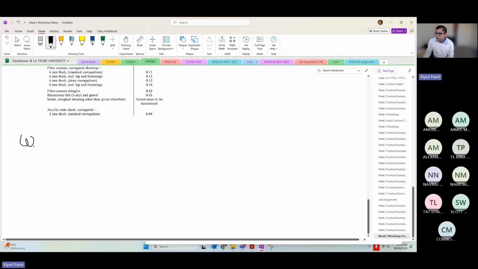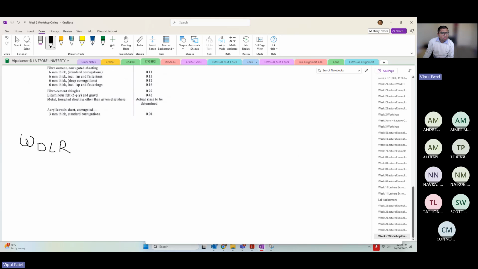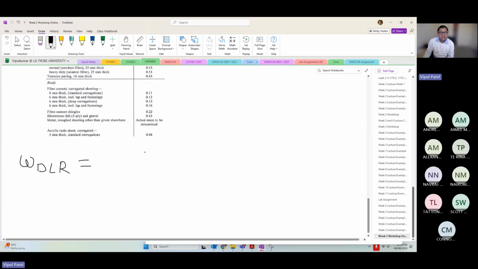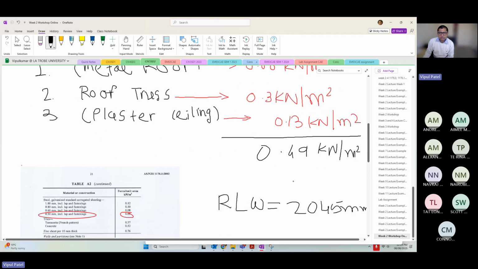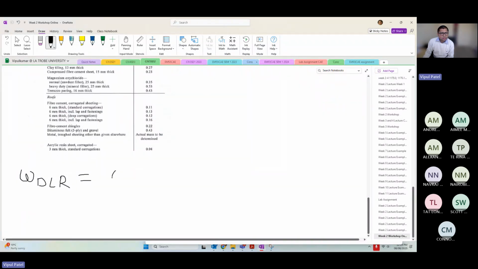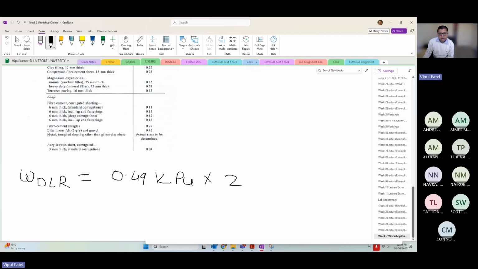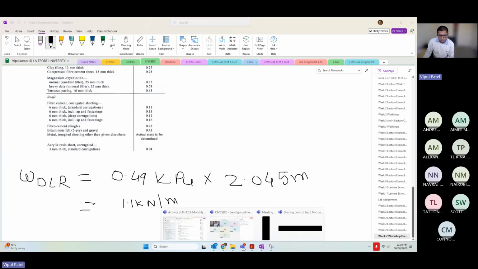So if I want to calculate the load coming from the dead load from the roof, W is the dead load from the roof. I would say that is pressure times perpendicular distance. You know the equation: pressure times perpendicular distance. Pressure 0.49 kilopascals or kilonewton per meter square, multiplied by this roof load width, the perpendicular distance in meters. You will get 1.1 kilonewton per meter that is coming from the roof.